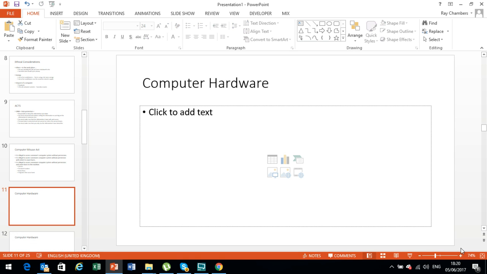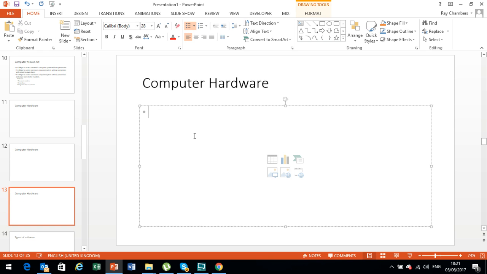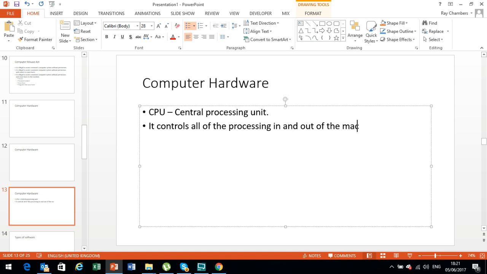Now, the next thing that we need to be aware of is computer hardware. There are lots of different areas of this. So we have the CPU, which is the central processing unit. The CPU has lots of different areas. I'm going to go through some keywords here to remind you. The CPU controls all of the processing in and out of the machine.